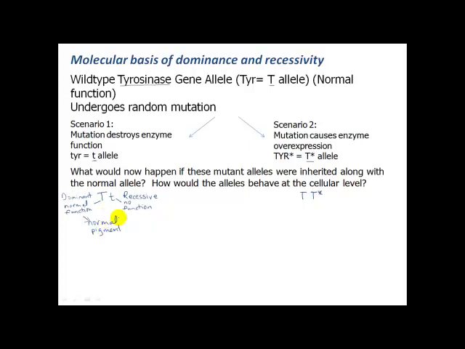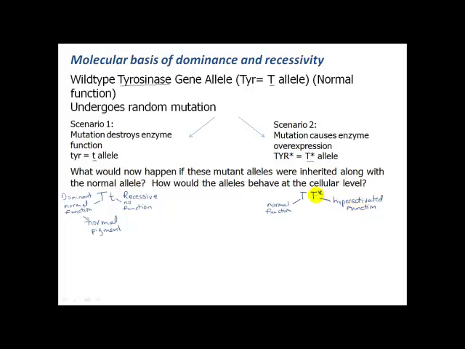Okay, what about the other scenario? What about the other scenario where we have both the normal enzyme present in the cell, but we also have this hyperactivated or overexpressed version of the enzyme? Now, if we think about this, this allele and its gene product is going to be carrying out normal pigment synthesis in the cell, but what is this allele going to be doing? It's going to be producing too much pigment, right?